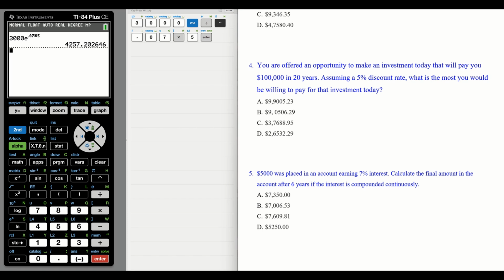That way you have your energy on those things. Okay? All right, so let's look at number 4. You are offered an opportunity to make an investment today that will pay you $100,000 in 20 years. Assume a 5% discount rate. What is the amount you would be willing to pay for the investment today?